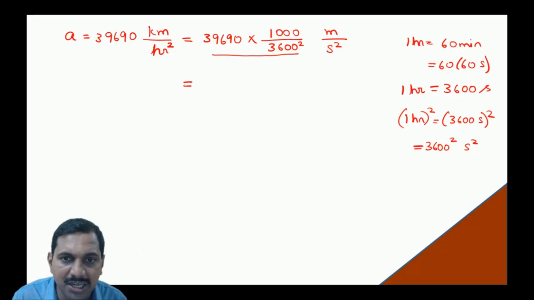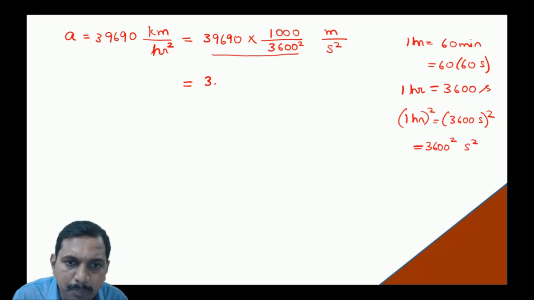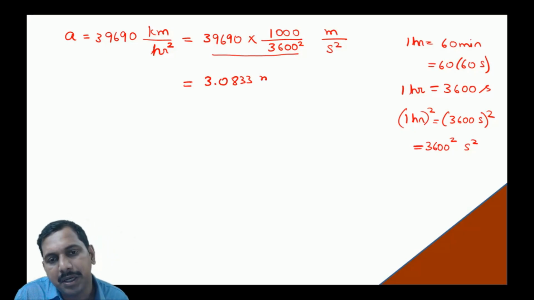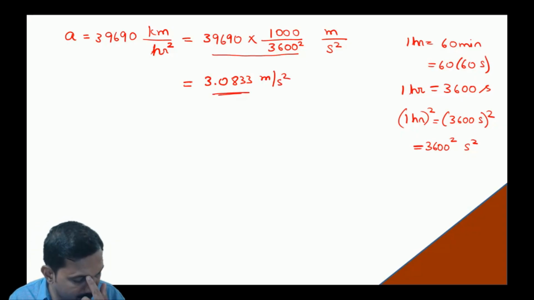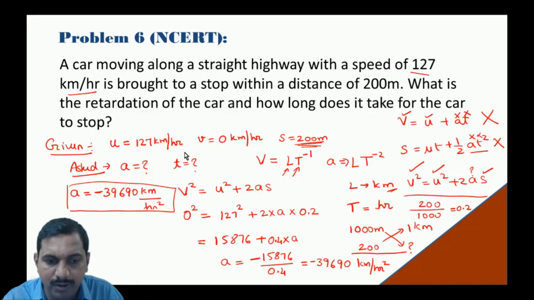So our acceleration, when I calculated this, what I got was 3.0833 meters per second square. This is the conversion, okay? But now we will concentrate on hours and kilometers, okay?